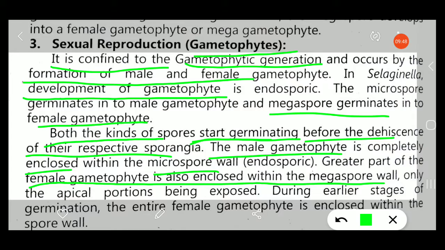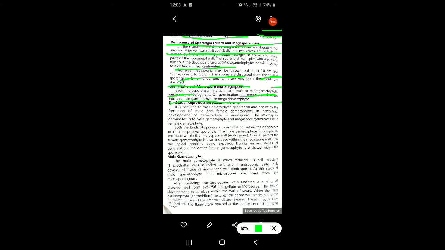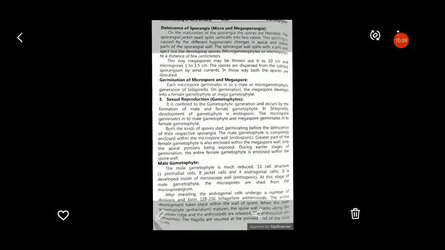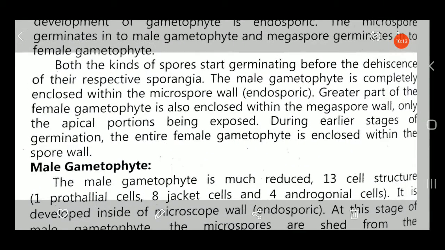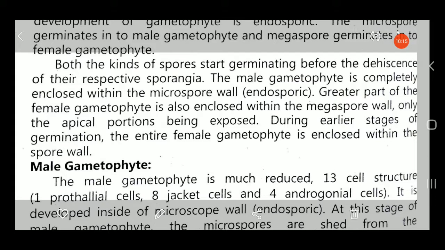Here the condition is different from Riccia. In Riccia, the antheridia and archegonia are present on the thallus body, but here the development of the antherozoids and archegonia takes place inside the microspores and megaspores. You should remember this difference between the gametophytes. Then next, both kinds of spores start germinating before the dehiscence of their respective sporangia.